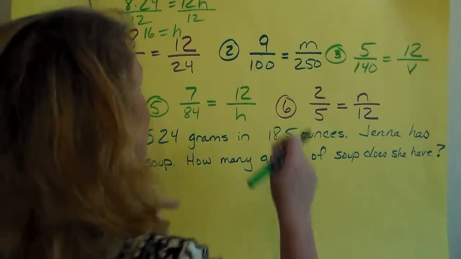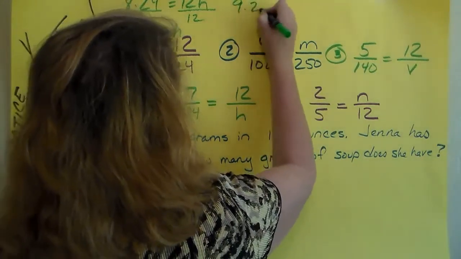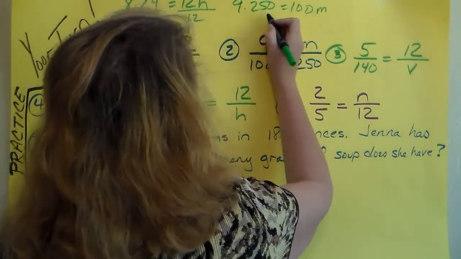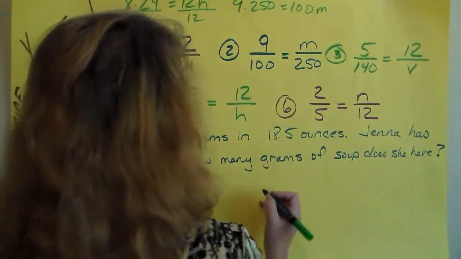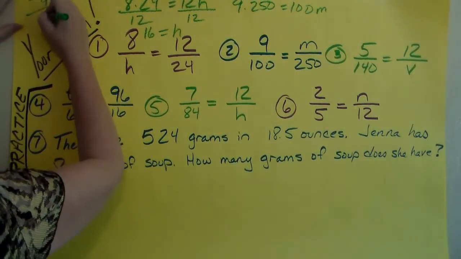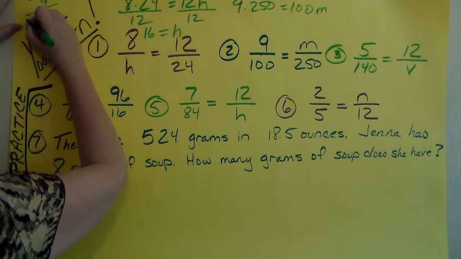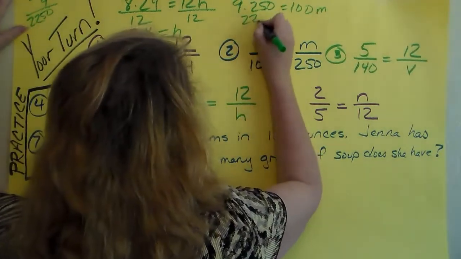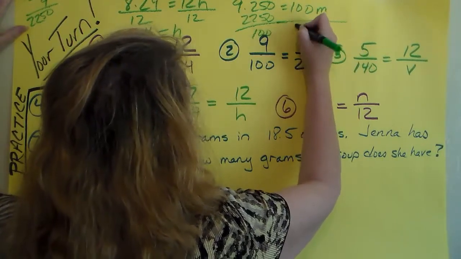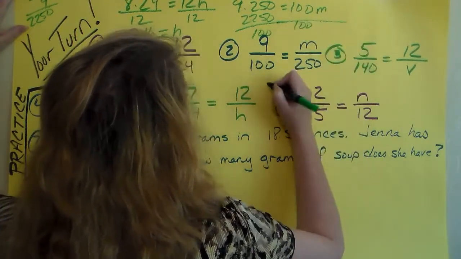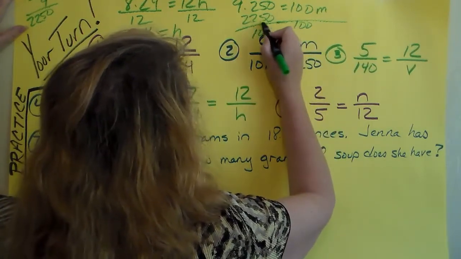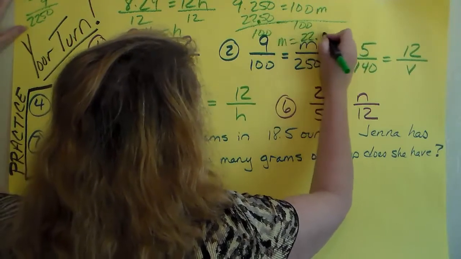All right, next one. 9 times 250 equals 100m. So I'm actually going to multiply this out. 250 times 9, 45, 18, 22, 2250 divided by 100. So my m, I'm out of room. M equals 22.5.